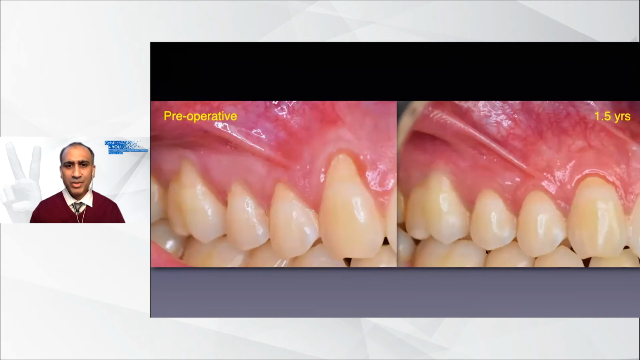At 1.5 years, we see healthy tissues, complete root coverage sustained at the canine and the premolars, and partial root coverage of the molar tooth, but we've increased the vestibular depth here and the amount of keratinized tissue. And we've also addressed the patient's chief concerns of aesthetics and sensitivity. So overall, I was very happy. And again, keep in mind that as an early adopter, these were some of my first cases without any guidance from the literature whatsoever.